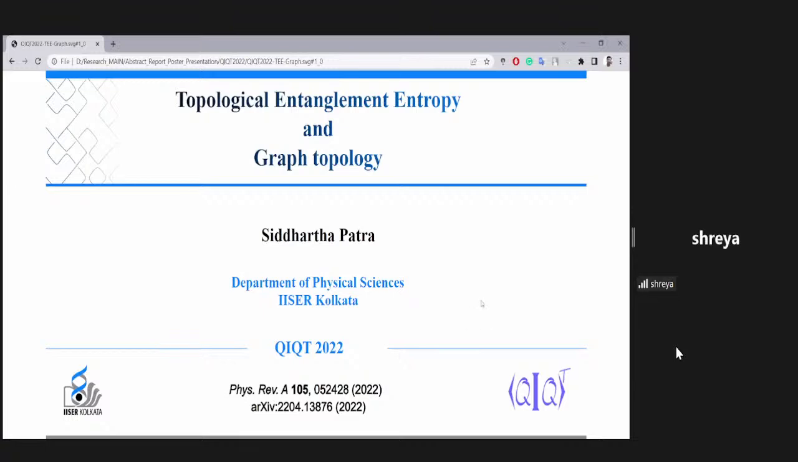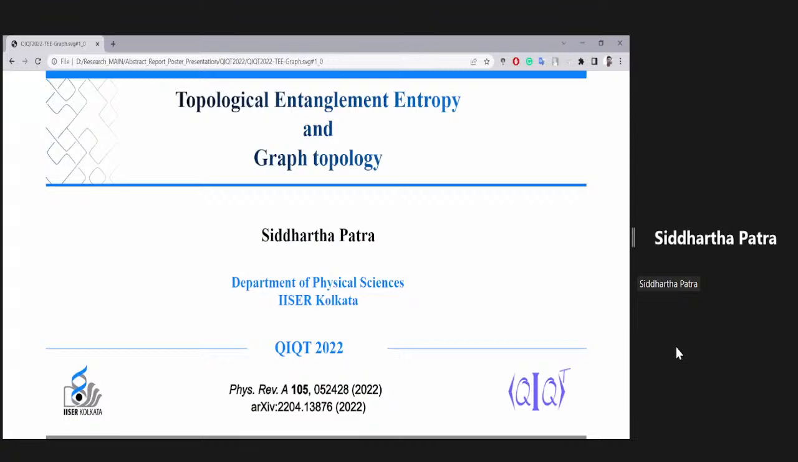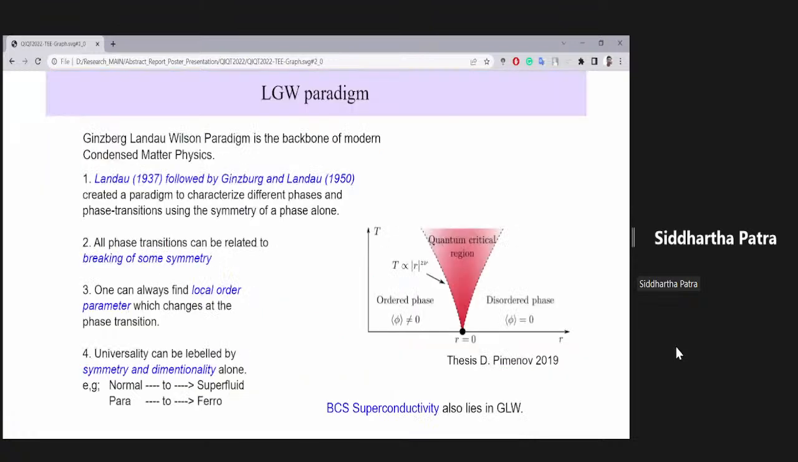Can you see this screen? Yes, we can. Thank you for giving me this opportunity to talk about my research. Today I will talk about topological entanglement entropy, which is a special property of a topologically ordered system, and how it is related to a graph polynomial. We will discuss that. Before we start, we begin with a brief introduction to the Landau-Ginzburg-Wilson paradigm.